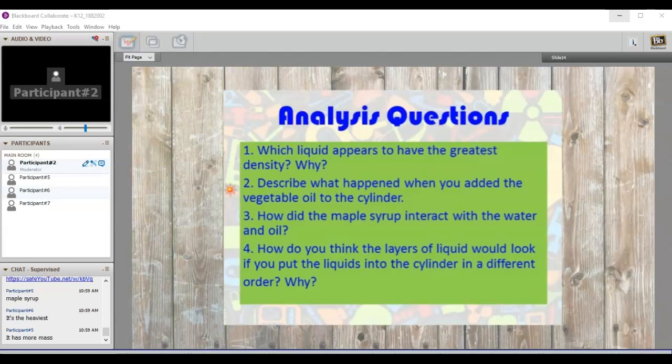So number two, and I don't know if you remember this from the video, describe what happened when you added the vegetable oil to the cylinder. Did you guys happen to see in the video the oil go in and sink for a second, but then come back up and settle on top? Yes. Okay, good. So that's what happened. It kind of sunk for a little bit, but then it settled on top of the water. So that is the answer to number two.